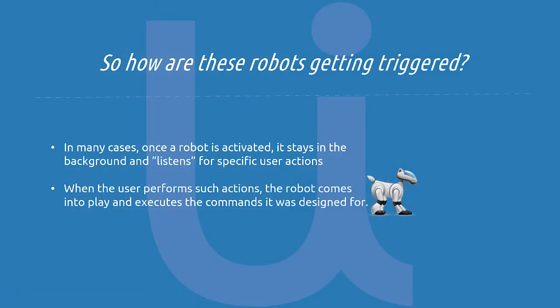So how are these robots getting triggered? In many cases, once a robot is activated, it stays in the background and listens for specific user actions, like pressing a key combination or mouse clicking on certain images or UI elements. When a user performs such actions, the robot comes into play and executes the commands it was designed for.